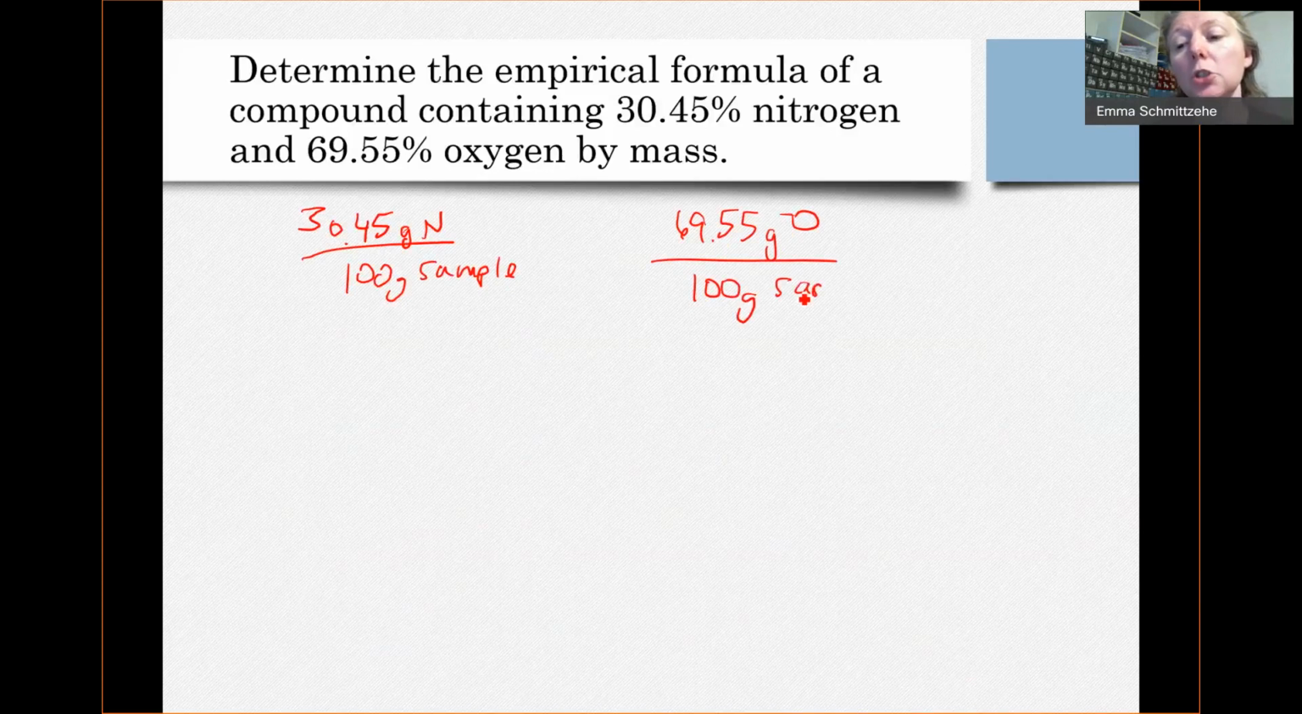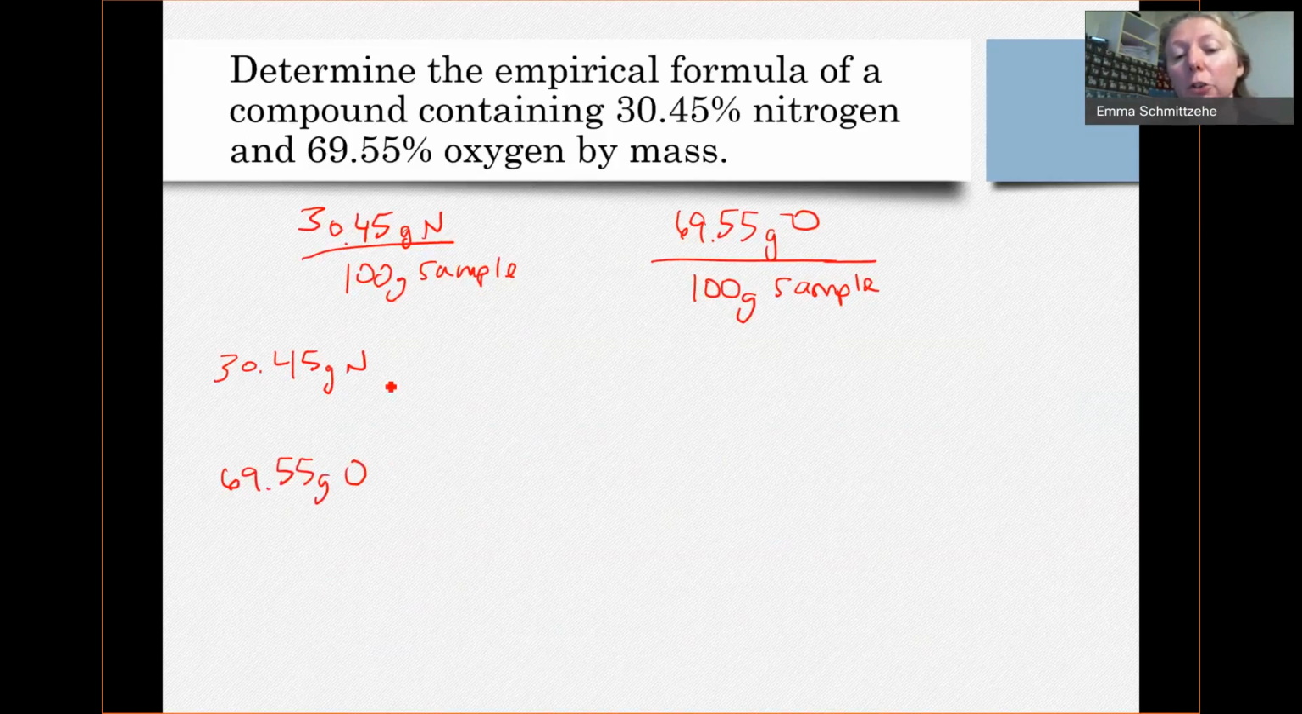And so I can just say, okay, well, I'm going to figure out the formula for a 100-gram sample because it doesn't matter what sample size. The chemical formula of a compound doesn't change if you take a different amount of that sample. Okay, I could take 100 grams of that sample, 5 grams of that sample, 23.2 grams of that sample. It does not matter. So to make my life easiest, if I had a 100-gram sample, that means I have 30.45 grams of nitrogen, and I have 69.55 grams of oxygen.